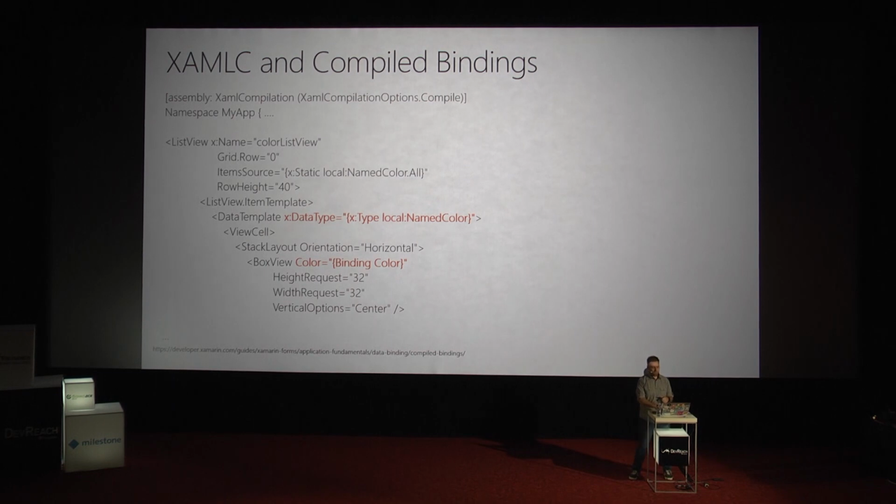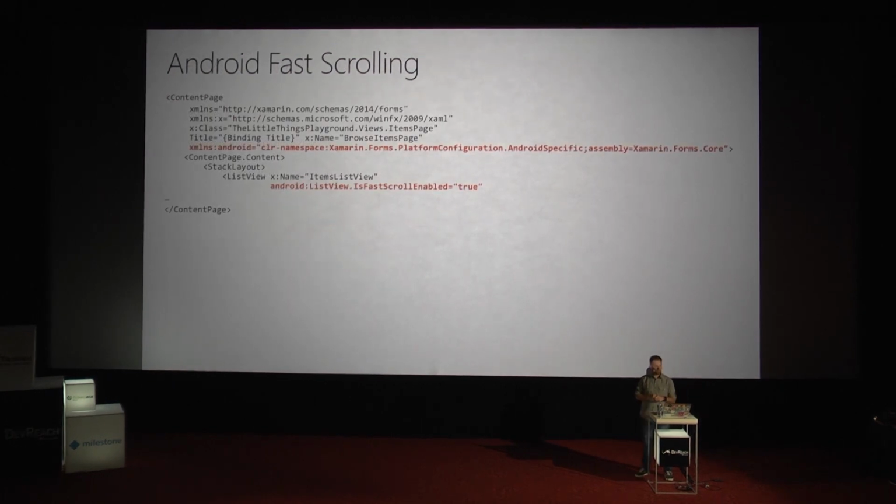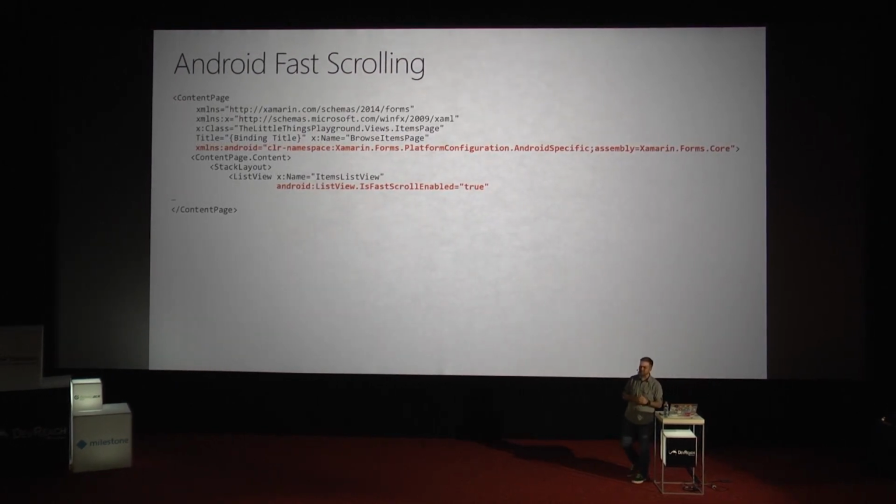So check that out. Also, on Android, this is one of the platform specifics that I don't think a lot of people are aware exists. But Android lists have the notion of fast scrolling. And so they do some optimizations on the native side that you can benefit from. All you need to do from the Android Xamarin Forms perspective is to enable that using this platform specific.